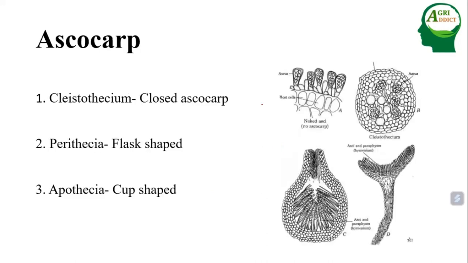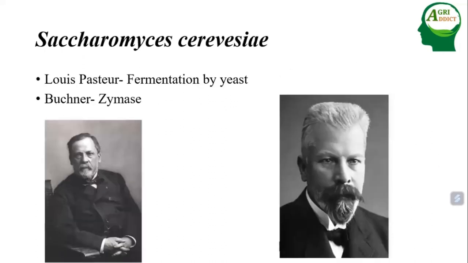Ascocarp means the protective coat, which is made up of parenchymatous tissue along with the ascus. We call it an ascocarp. If it is a closed ascocarp, we call it cleistothecia. And if it is a flask-shaped ascocarp, we call it perithecia. And if it is cup-shaped, then it is apothecia.